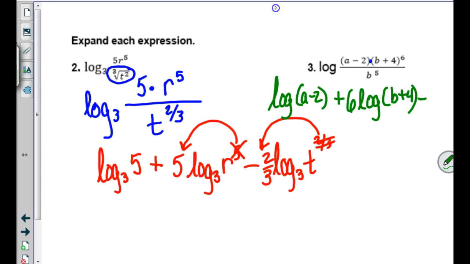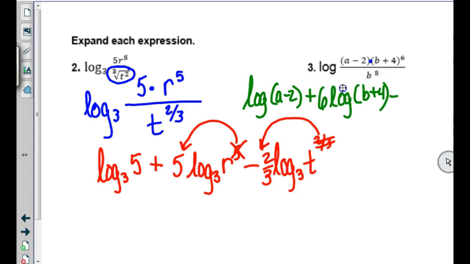Can I move this over? Oh, love my smartboard. Okay. Minus 5 log b. Just remember, if it was like base 3, you have to write base 3 every time. We were lucky this one was just base 10 or common log.